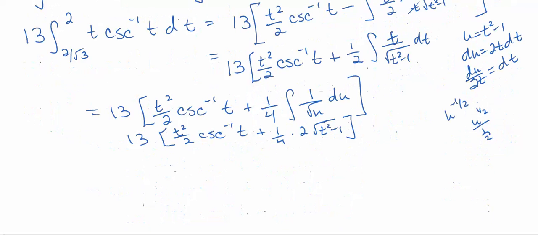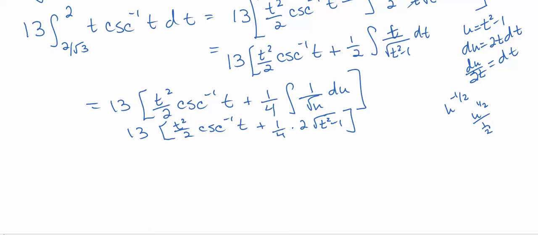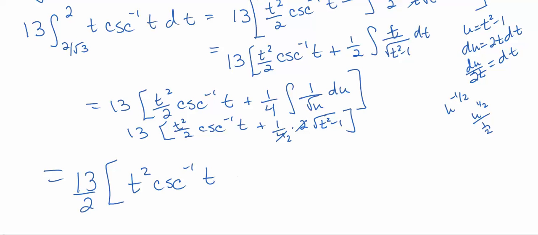Let me see if I can get some more space. Okay. So now we need to evaluate these limits. So we have the 13 in front. Now the 1/4 and the 2 here you can cancel, so that's going to be 1/2. I'm going to put 13 over 2. So 13 over 2 times t squared inverse cosecant of t plus the square root of t squared minus 1, from 2 to 3 over 2.